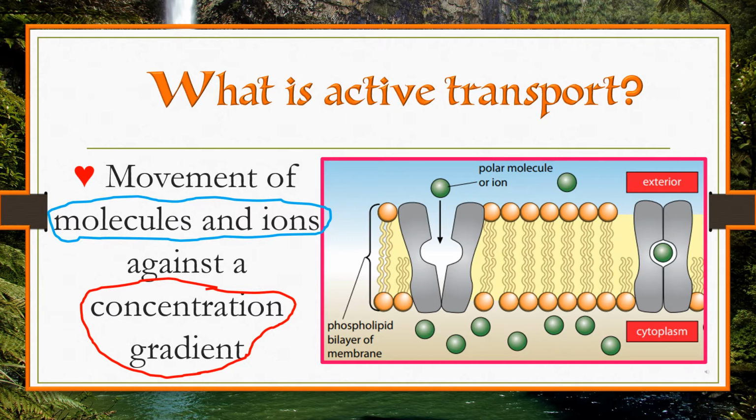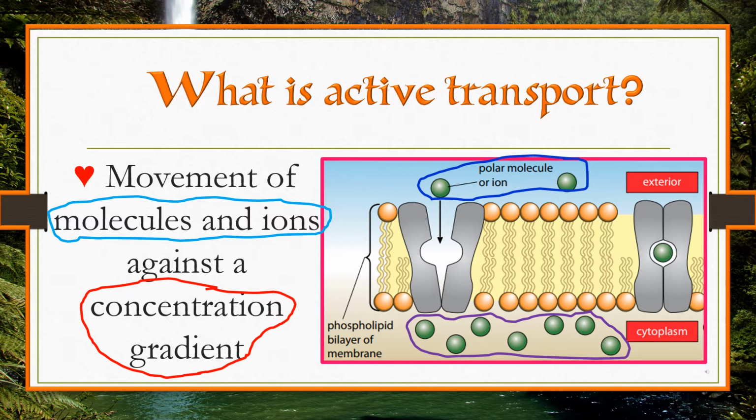So the exterior has fewer polar molecules compared to the cytoplasm, and we are moving these molecules from the exterior to the cytoplasm. The higher concentration of polar molecules makes the cytoplasm more concentrated compared to the exterior. Outside, the concentration is low, and in the cytoplasm, the concentration is high.